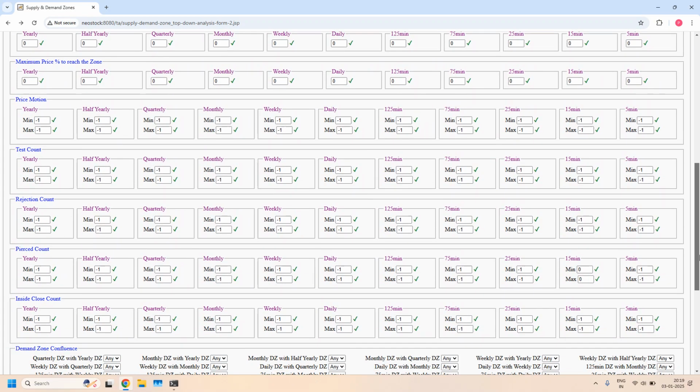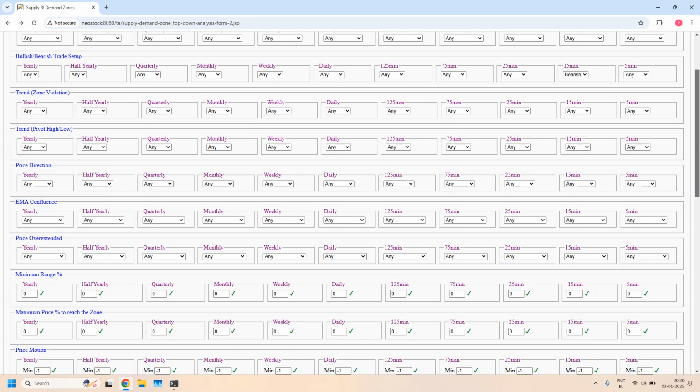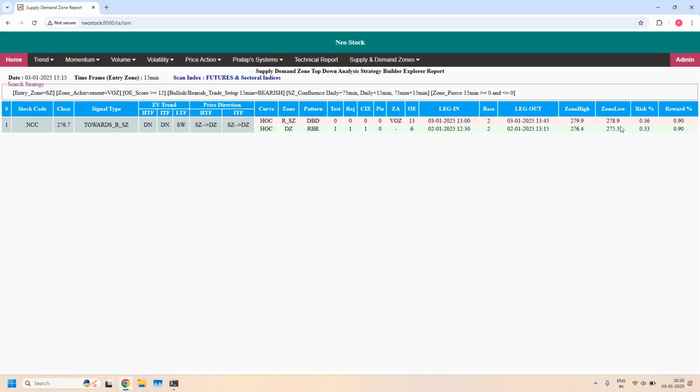So in the supply zone confluence, 3 filters we have to set. First filter is already enabled, that is 15 minutes with 75-minute supply zone confluence. Second filter, 15-minute supply zone with daily supply zone confluence. Third filter, 75-minute supply zone with daily supply zone confluence. With all the 3 filters, LTF, ITF and HTF supply zone confluence, we got only 1 stock.